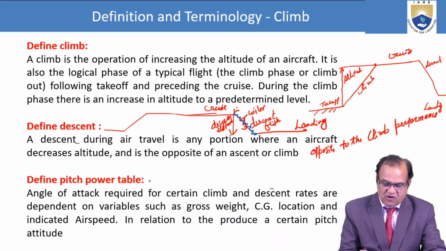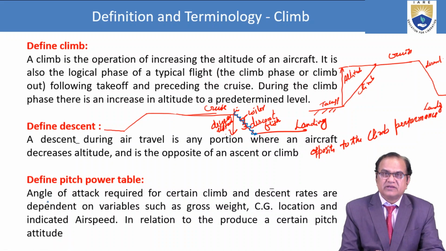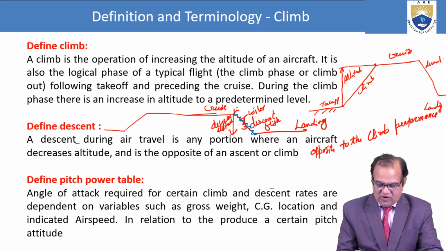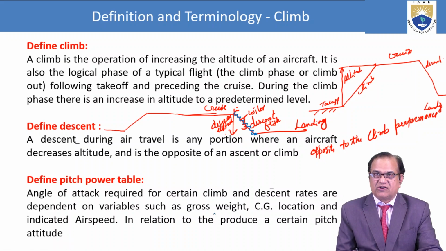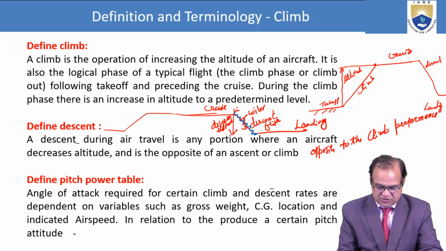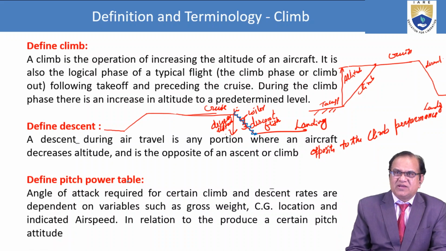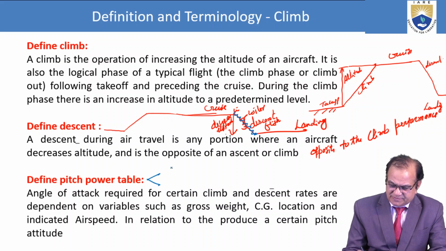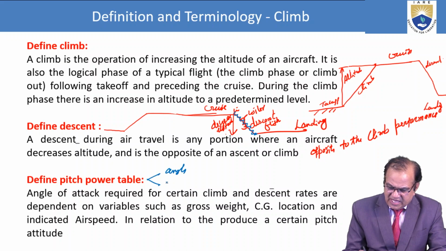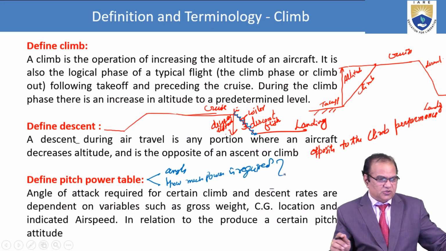Now define pitch power table. Here the angle of attack required for certain climb and descent rates is dependent on variables such as gross weight, center of gravity location, and the indicated airspeed, in relation to producing a certain pitch attitude. So the pitch power table is the table which gives, as per the angle of attack, how much power is required.